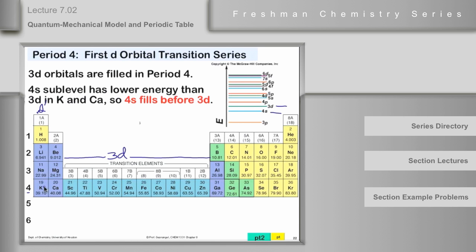So as we go along here, element 19 says fill the 4s with one electron, element 20 says fill the 4s with 2 electrons, and then we're going to go on to 3d. 4s before the 3d. Okay?